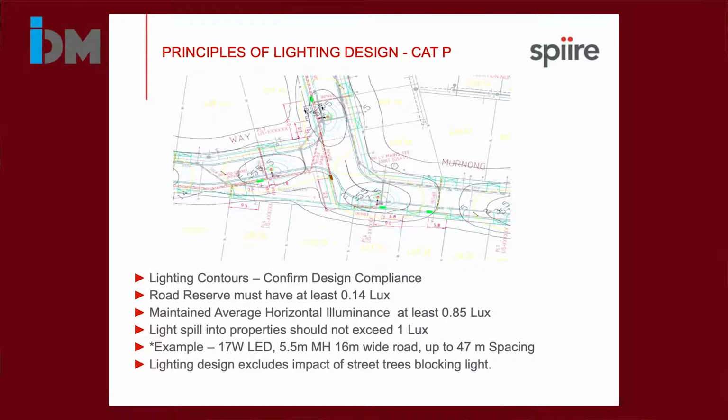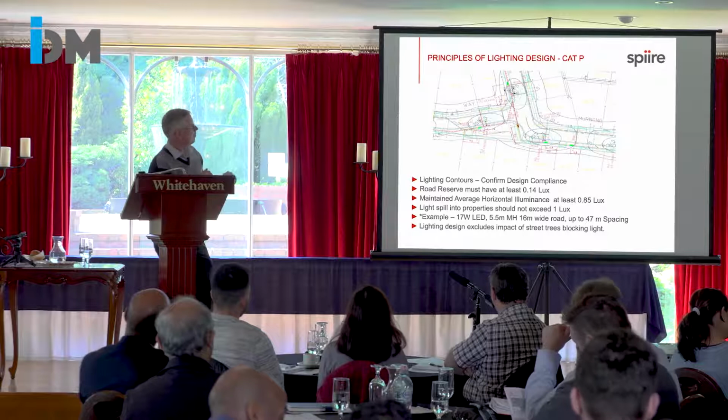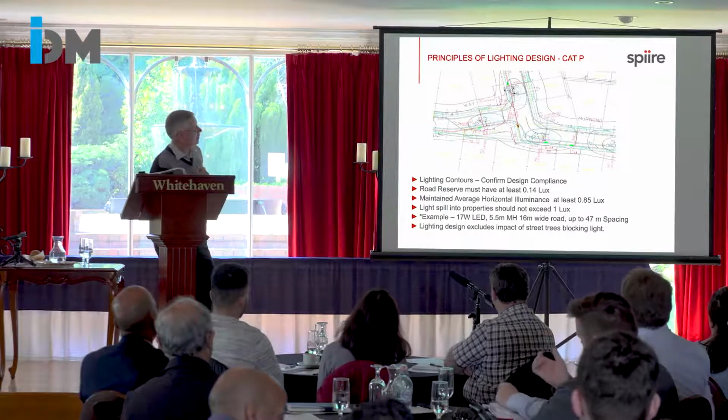You've also got this 0.14 contour around the outside. So that 0.14 technically should be within this road reserve. In this case here it's slightly out, but that is actually a drainage basin here. So yeah, there's a little bit of give and take. In some cases you have to make minor compromises to make the spacing work.